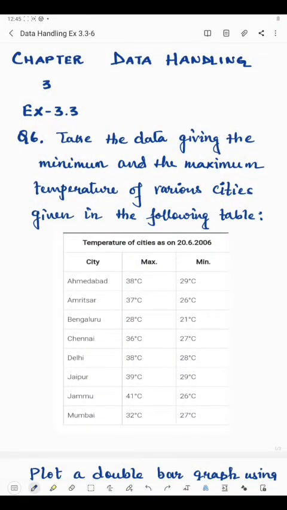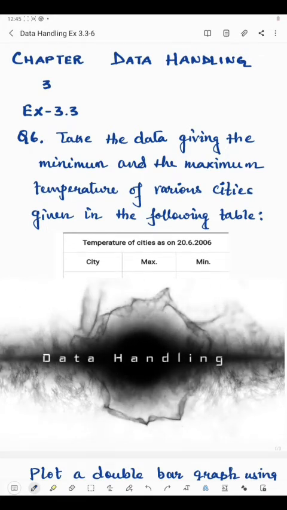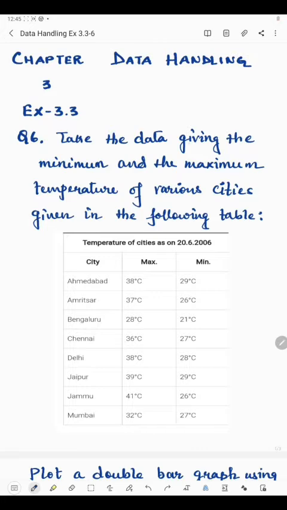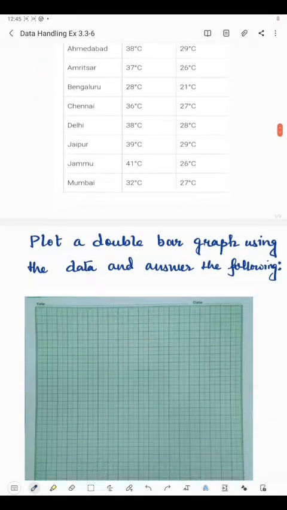Students, now I am going to start question number 6 of exercise 3.3. Question number 6 says, take the data giving the minimum and the maximum temperature of various cities given in the following table. So here is the name of the cities and the maximum and minimum temperature of these cities is given on dated 26/2006. So we will have to plot a double bar graph using this data.